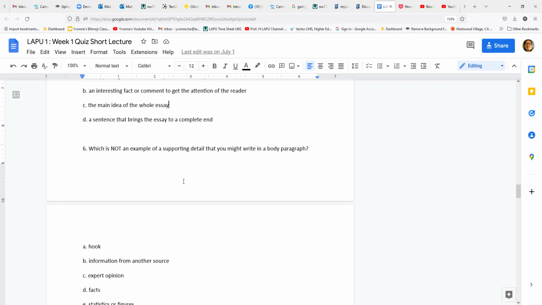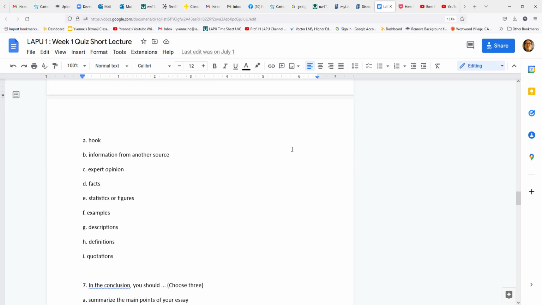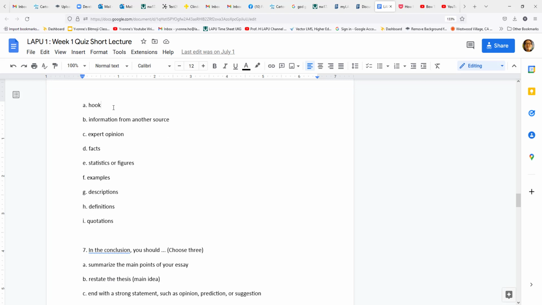Which is not an example of a supporting detail that you might write in a body paragraph? Oh, that's so easy. Hook. The hook only occurs in the introduction. It doesn't occur anywhere else in your essay, because the hook is the first sentence that grabs the reader's attention.